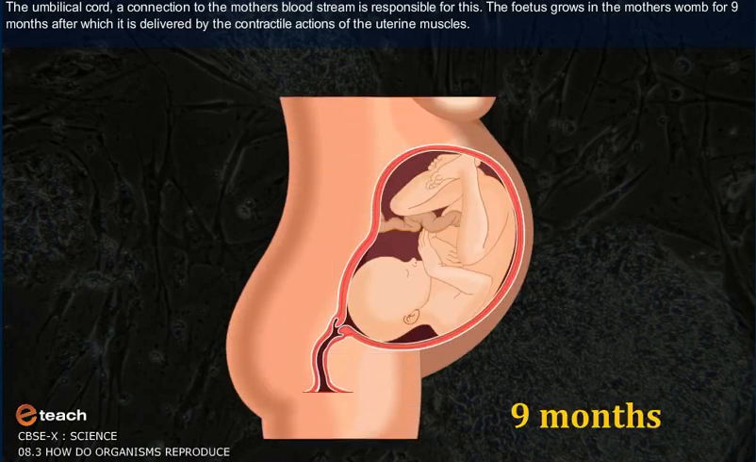The fetus grows in the mother's womb for 9 months, after which it is delivered by the contractile actions of the uterine muscles.